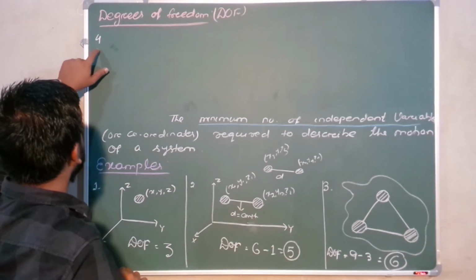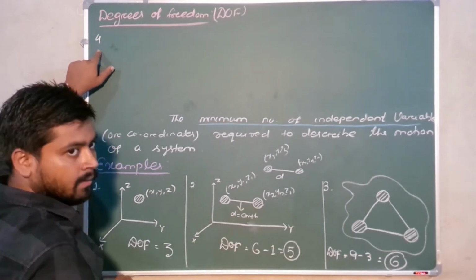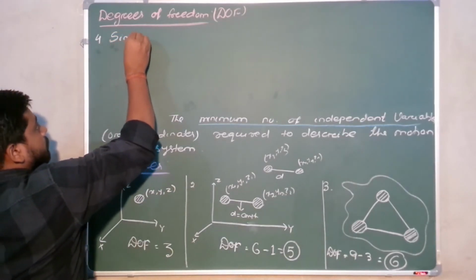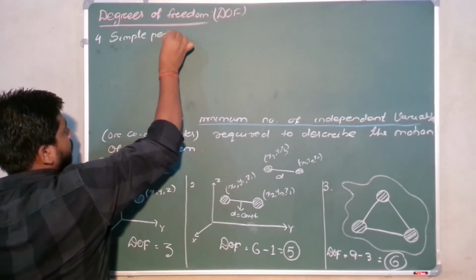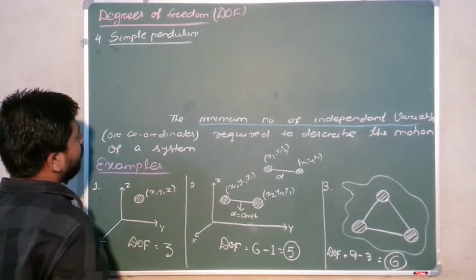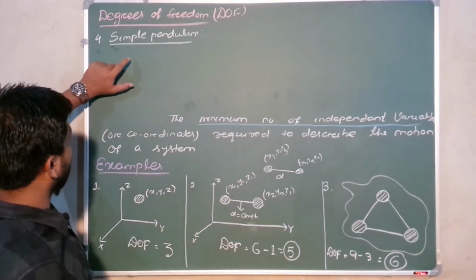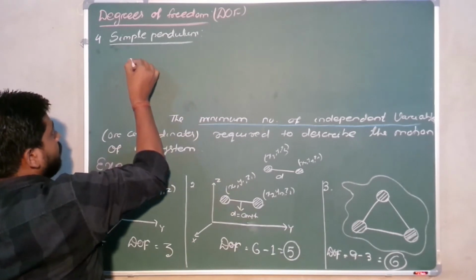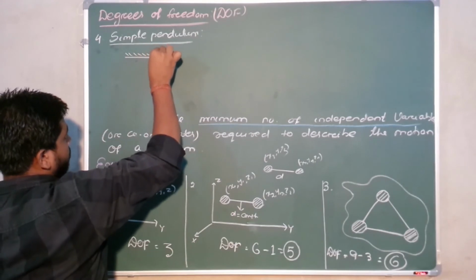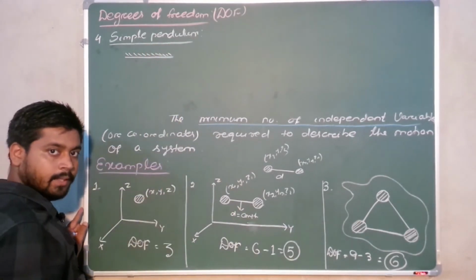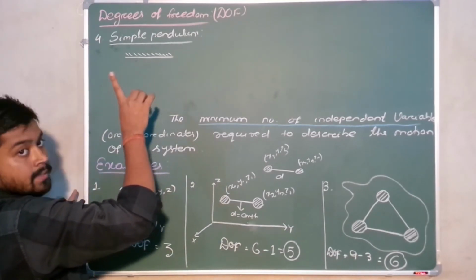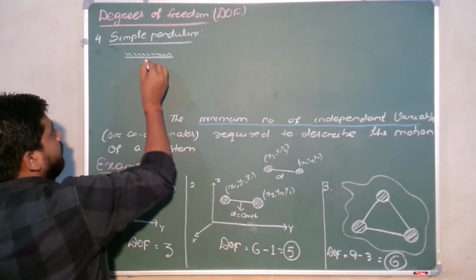In the fourth, just take the example of a simple pendulum. In a simple pendulum, we have one rigid support. Yes or no? Just draw a rigid support here. This is the rigid support. Yes or no? Two other things are required: one is the string and another is the bob. Yes or no? Let us think.